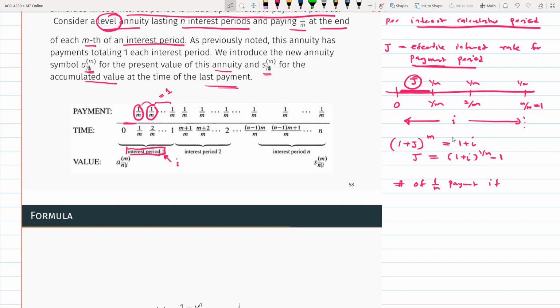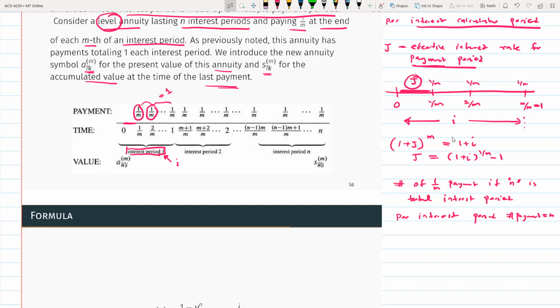So the number of payments of 1 over m: n is the total number of interest periods, so for each interest period you are getting m payments. So per interest period, the number of payments is m.